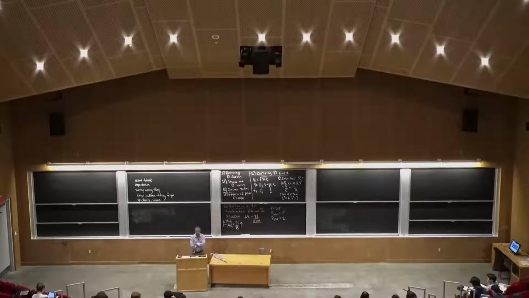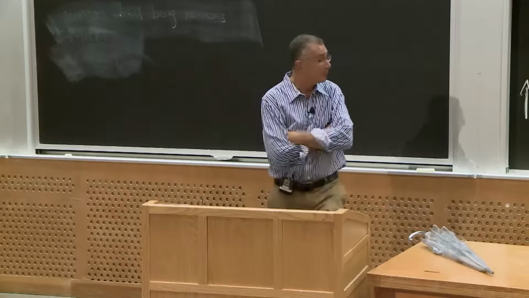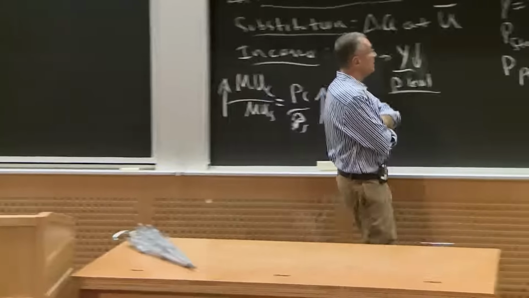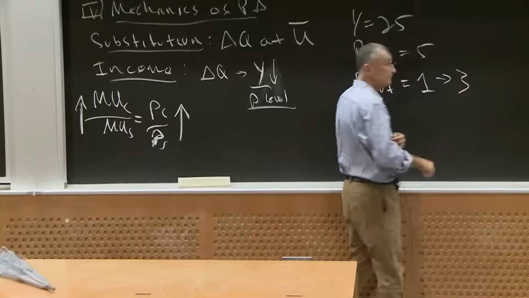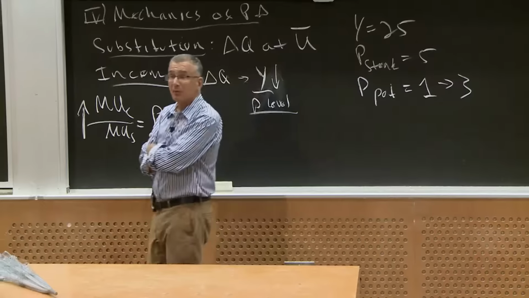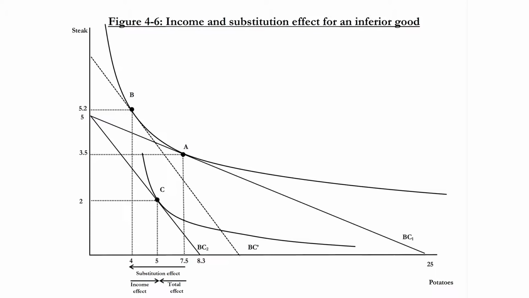Yeah, they're all price changes. The price of potatoes going up to 3. The price of potatoes went from 1 to 3. Okay? The price of potatoes went from 1 to 3. That led to a substitution effect that we know which way it goes. When a price goes up, you want less of something from the substitution effect, but there's an income effect that went the other way.